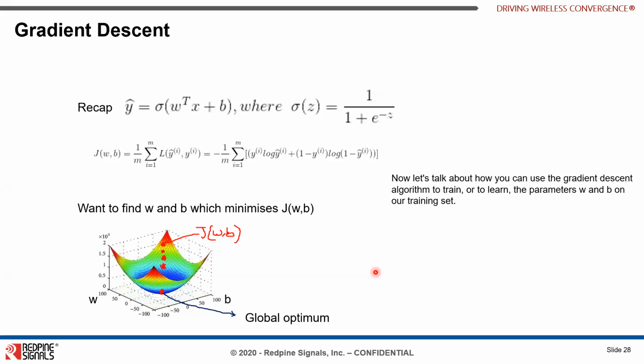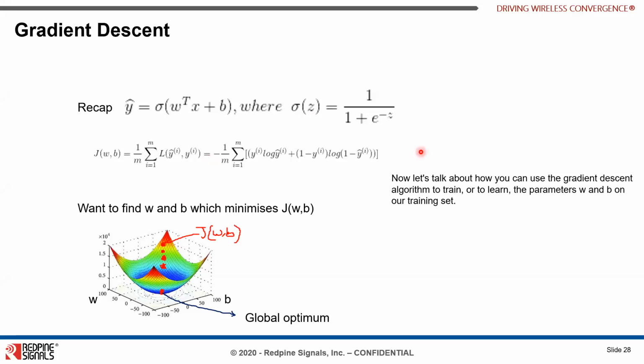Okay, so just a recap of what we have seen: the y cap or y hat is equal to sigma of w transpose x plus b. That is sigma of Z, where Z is the equation we are computing, w transpose x plus b, and then we pass that through an activation function, sigma, which looks like 1 by 1 plus e to the power minus Z, which is basically a convex function. That is what we discussed yesterday. And this is the cost function J of w, b, which we have seen in the previous slide.